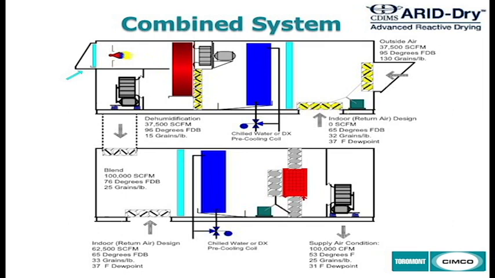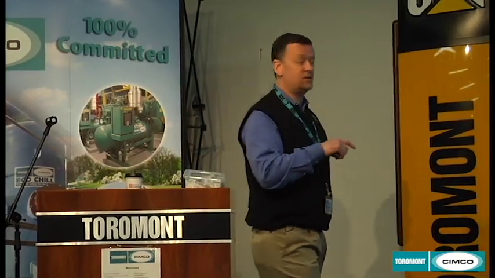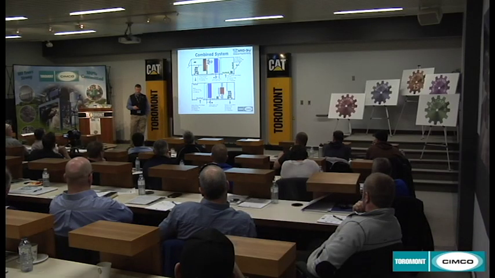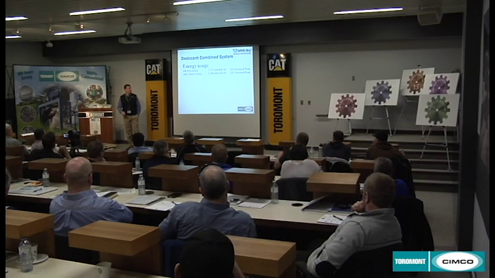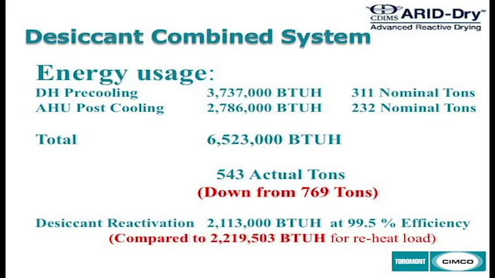We went in and we applied desiccant technology, and we took all of the outside air load, which is that largest component of load, and we ran it through a dehumidifier, and then we fed that existing system. And when we combined the two technologies, what we discovered is the actual tonnage went down to 540 tons from the 769, 770 tons that they originally had. That represents an electrical saving of about 800 kilowatts per hour.